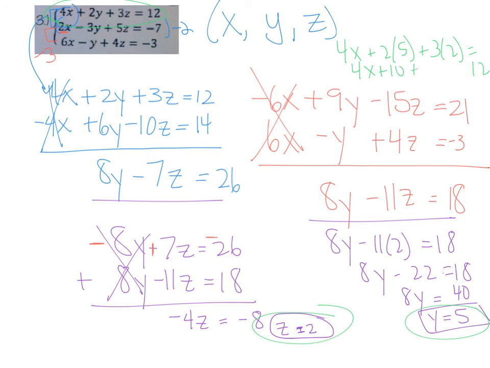4x plus 10 plus 6 equals 12. So I'm going to subtract both the 10 and the 6. That leaves me with a negative 4. So then x is negative 1. Oh my gosh, I'm sorry, this is so messy. Last thing, just take all of our values, plug them in. x is negative 1, y is 5, z is 2.